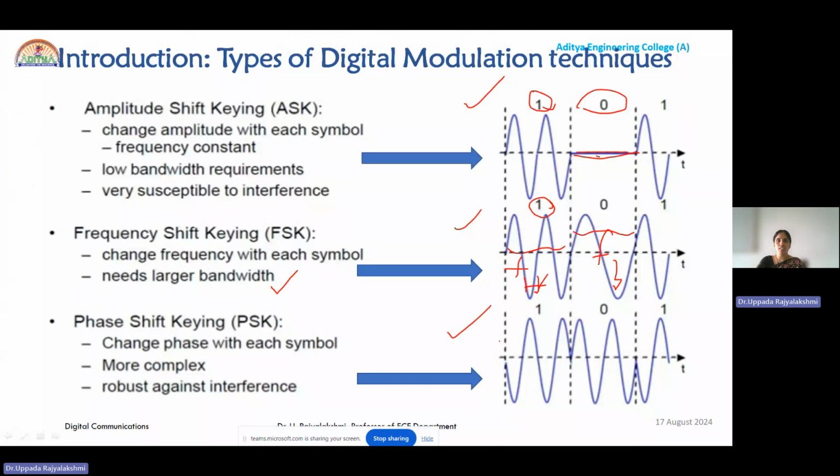Similarly, in phase shift keying, here you can observe a phase change on a 1 to 0 bit transition or a 0 to 1 transition. You can observe a phase change of 90 degrees for binary phase shift keying. And out of the 3, PSK is highly robust towards interference.